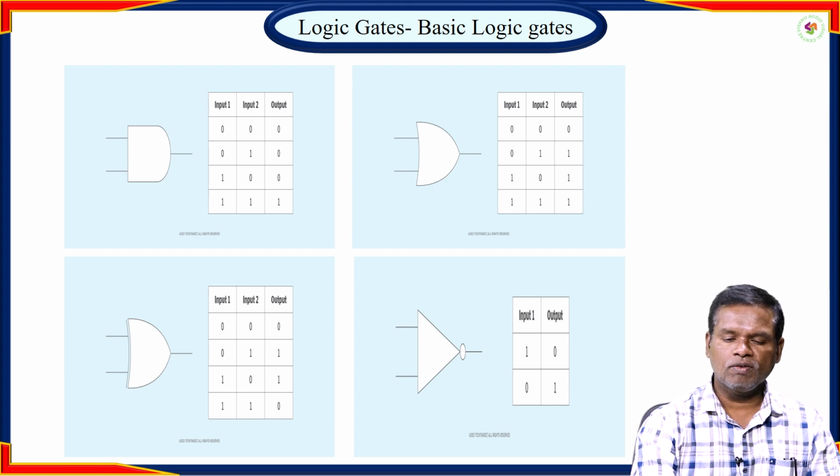Coming to the third one, this is called the exclusive OR gate, whose behavior is that output will be 0 if inputs are the same, and output is 1 if inputs are different, in the case of a 2 input XOR gate. In the first and last combinations, both inputs are the same, so output is 0. Whereas in the second and third input combinations, one input is 1 and the other input is 0, so output is 1.